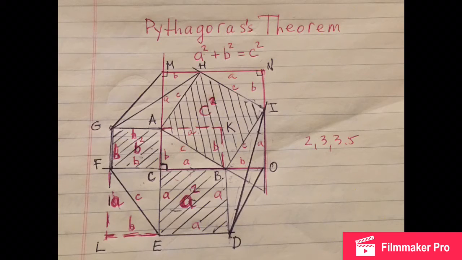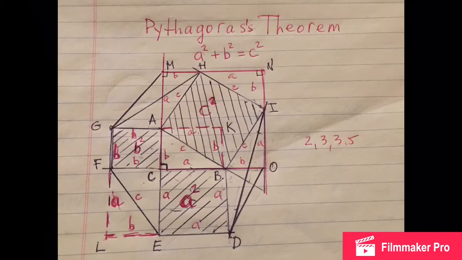For the proof, let us draw the square with a side of the leg a, CBDE, the square with the side leg b, CFGA, and the square with the side of hypotenuse c, AHIB.